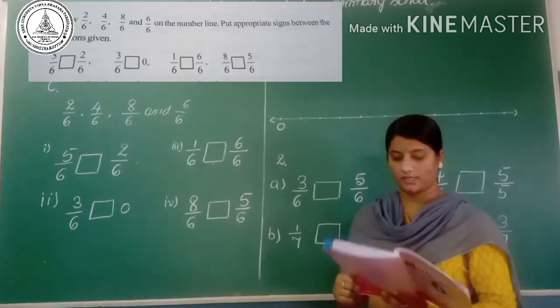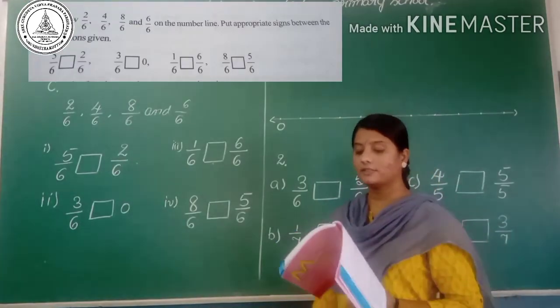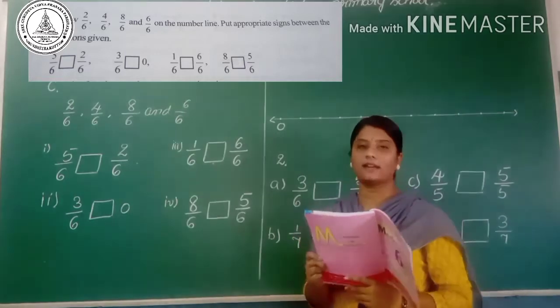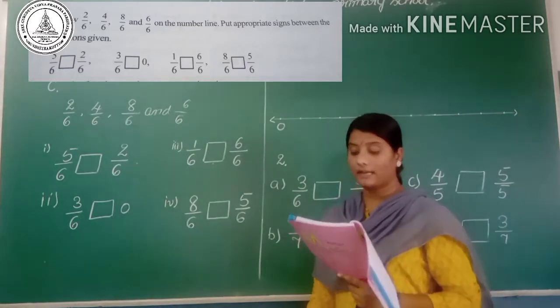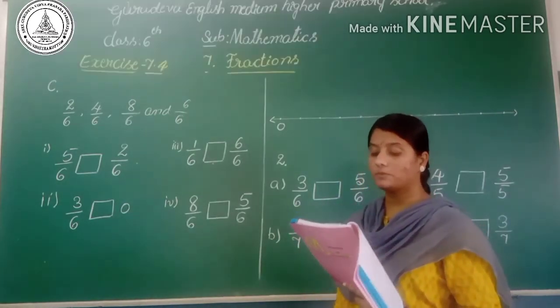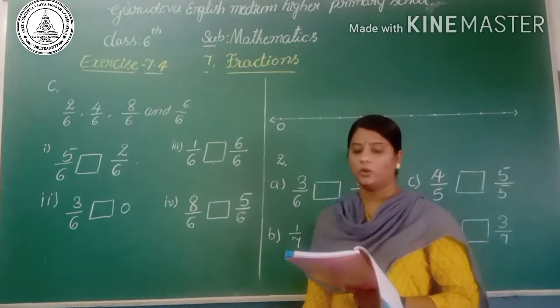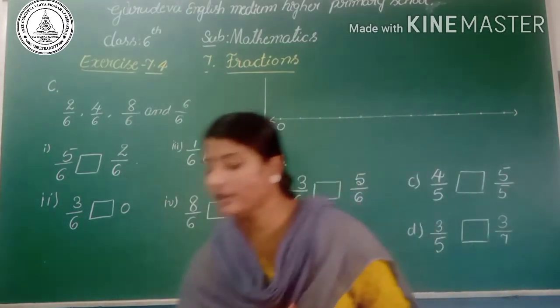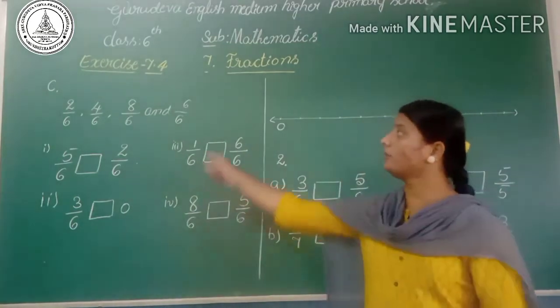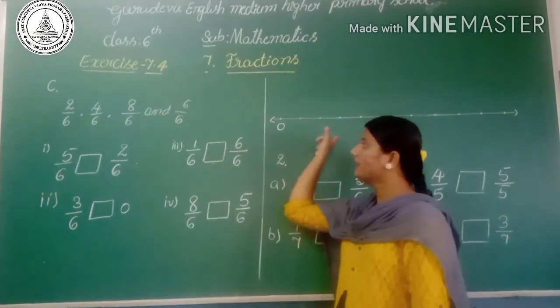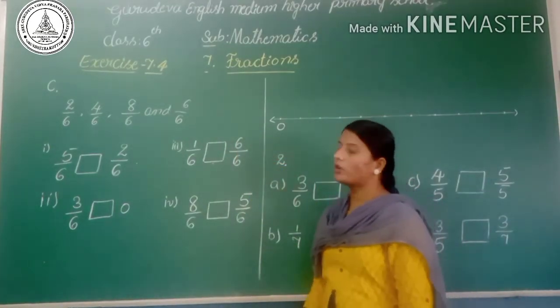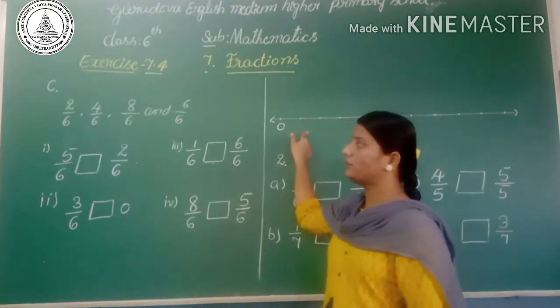Then the C question is, show 2 by 6, 4 by 6, 8 by 6 and 6 by 6 on the number line. Put appropriate signs between the fractions given. Okay. Yes. See here they are given the 4 fractions. So we have to represent these fractions on a number line. Okay. Yes. Let's draw a number line. So I draw here number line.